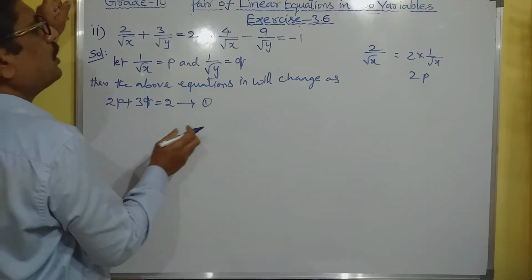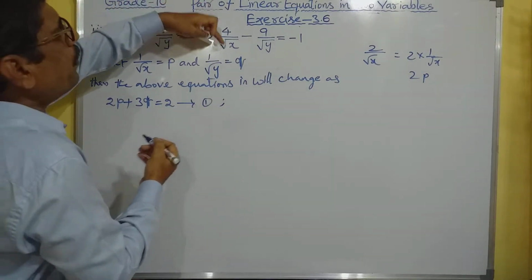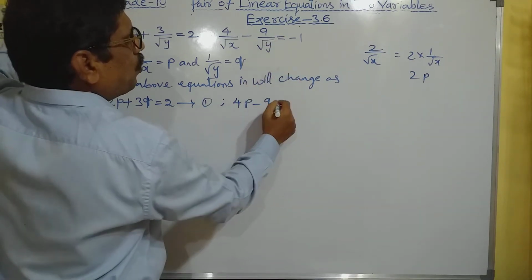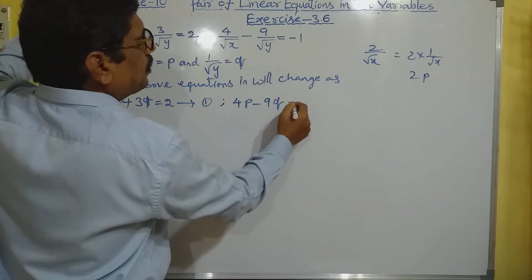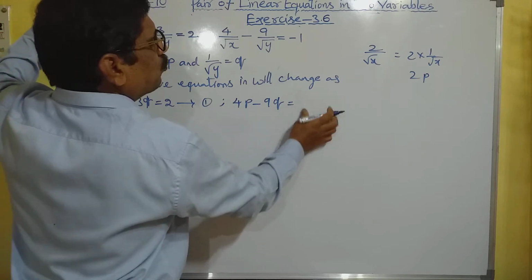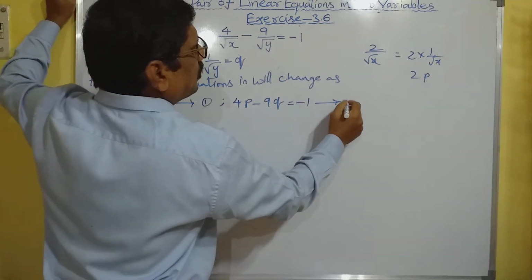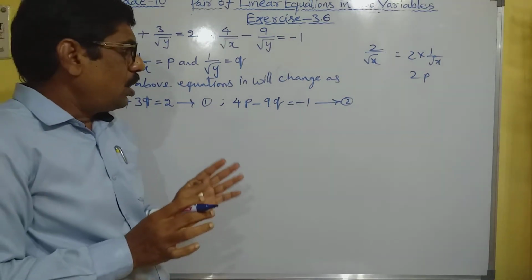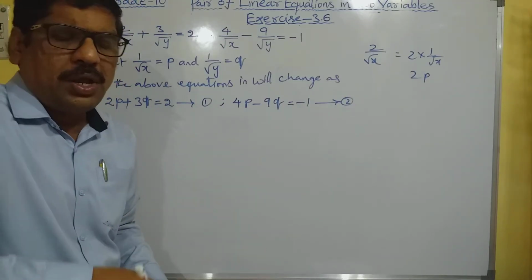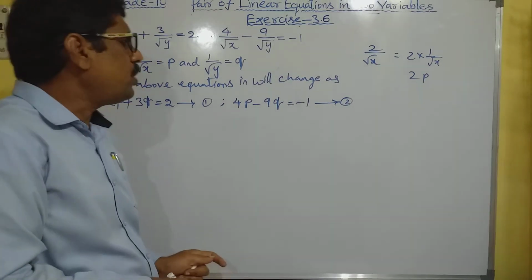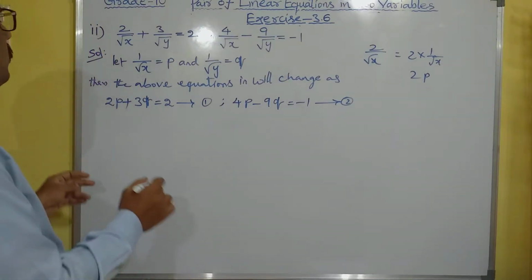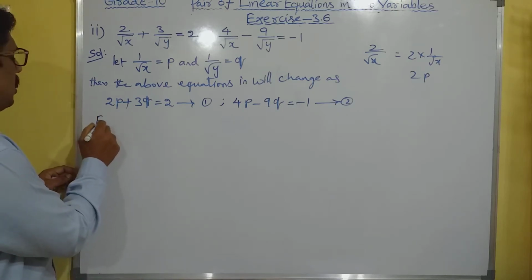And now look at this. Here 4 by root x can be written as 4p, minus 9 by root y can be written as 9q, is equal to minus 1. So this is the second equation. Okay, now we have got the variables into the numerator. Now we can solve these two equations by using any of the methods. Okay, now let us use elimination method.